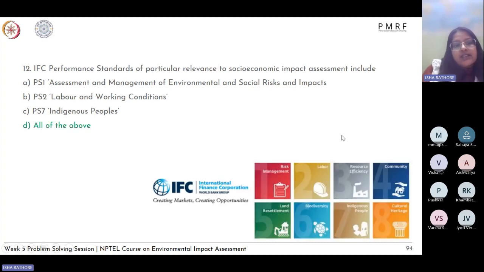So D is the correct answer, because Performance Standard 1 deals with the risk management of the communities. Second is labor and the well-being of labor forces. And 7 is for indigenous people, who are the most vulnerable group of people who will be affected by the development of a project. So all three of them look at the socioeconomic impacts and their assessment. So 1, 2, and 7 are the three principal standards of the IFC which deal with socioeconomic impact assessments. Okay, so D is the correct answer. Moving on to the next question.